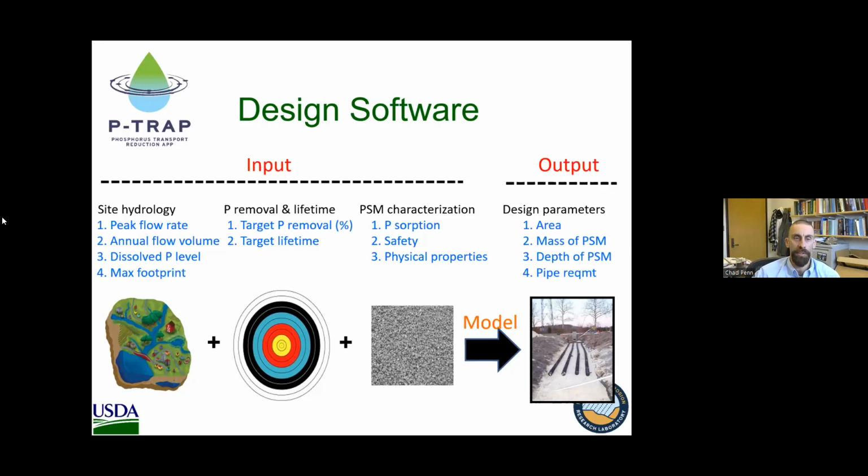So you need to know something about your site hydrology. You need to have some idea of the peak flow rate that you want to be able to handle. You need to know something about the annual flow volume at your site, the dissolved P level, obviously, and the maximum footprint that you're willing to sacrifice to build it. And then you have to choose a target. How much phosphorus, as a cumulative percentage, do you want to remove over what time period, over what lifetime? These are choices by the designer. And then, of course, you need some characterization of the filter media that you're going to use, obviously its ability to remove phosphorus.